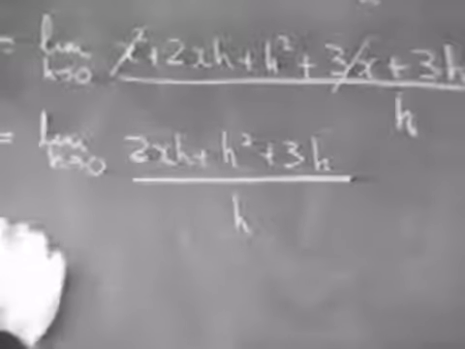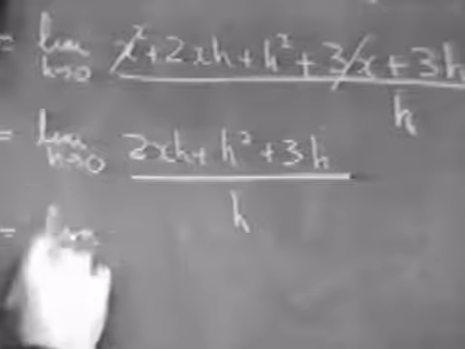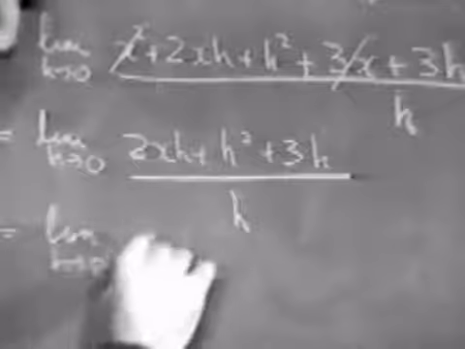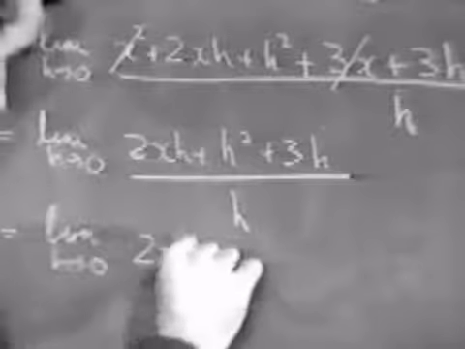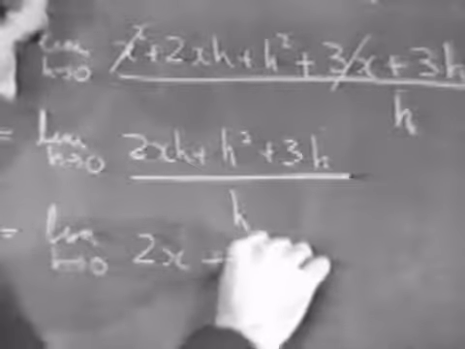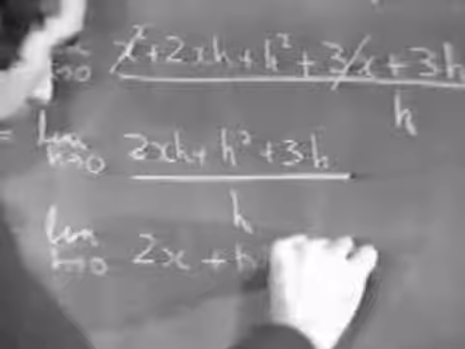And again, notice all the terms have a factor in h in them, and I can divide through by h and get rid of that factor and hence rid of the bottom line. So 2xh will just be 2x, h squared divided by h is h, 3h divided by h is 3.